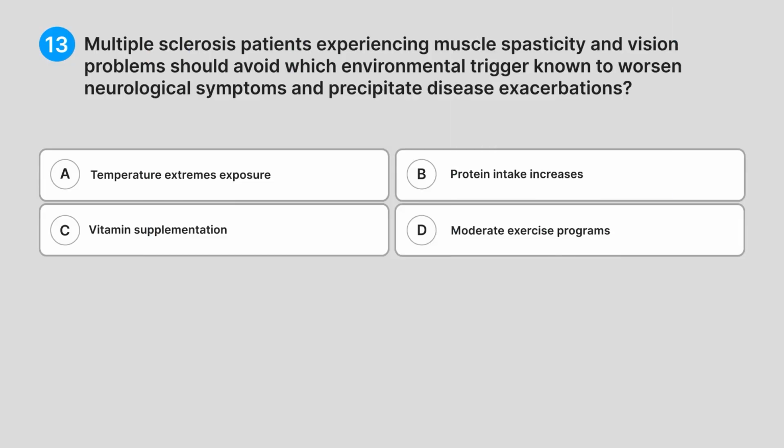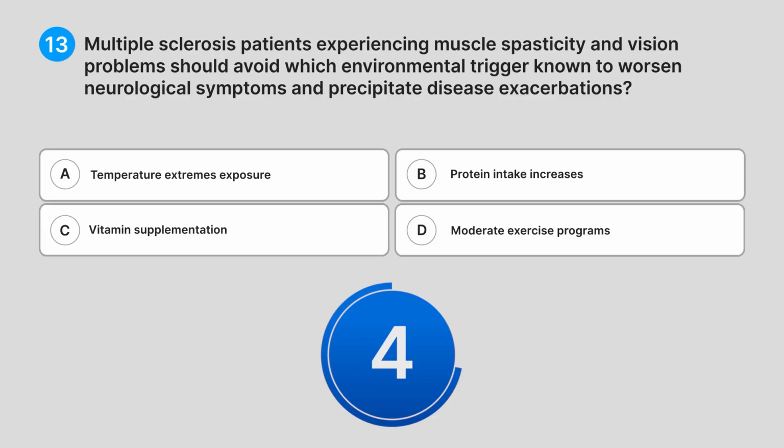13. Multiple sclerosis patients experiencing muscle spasticity and vision problems should avoid which environmental trigger known to worsen neurological symptoms and precipitate disease exacerbations? A. Temperature extremes exposure. B. Protein intake increases. C. Vitamin supplementation. D. Moderate exercise programs. Can you guess the answer?